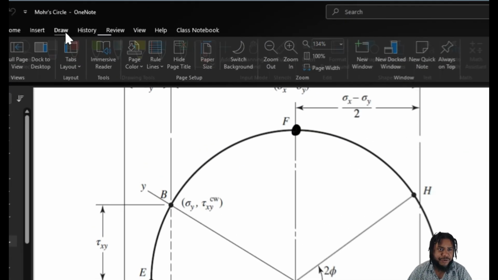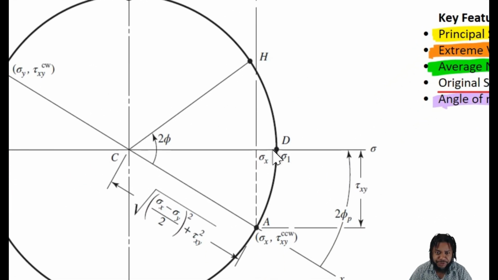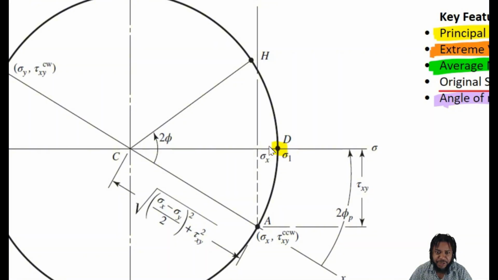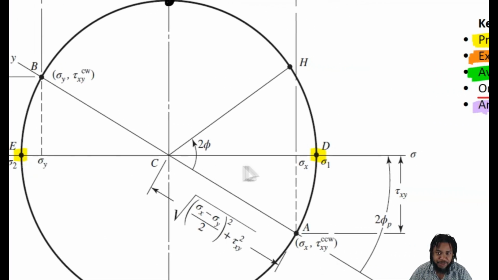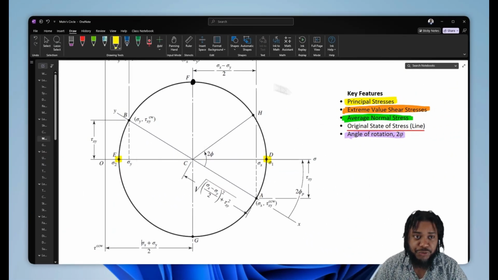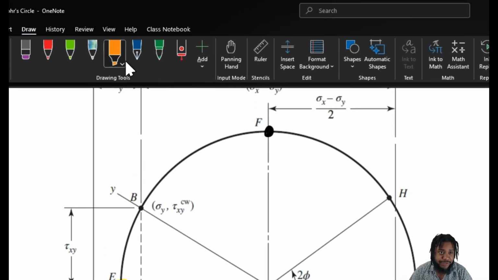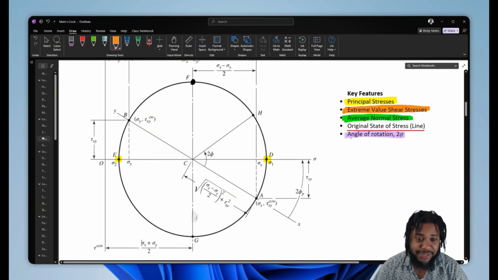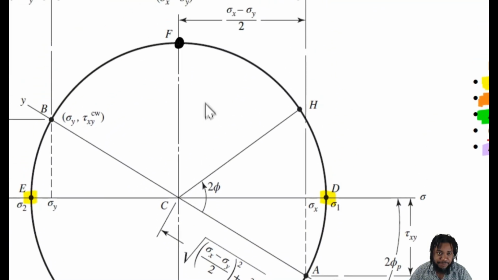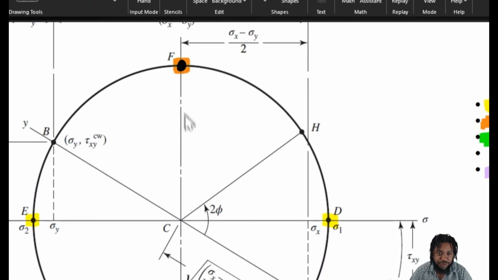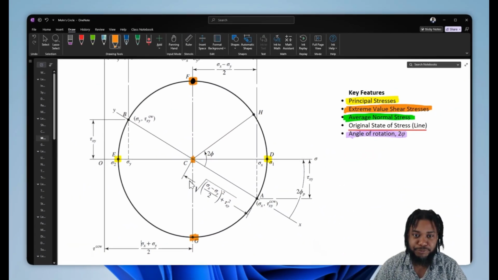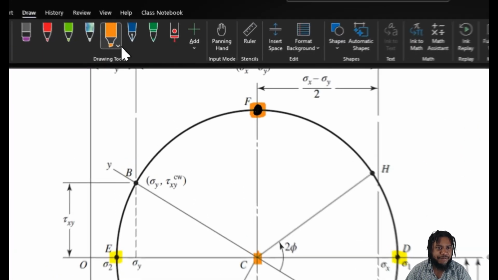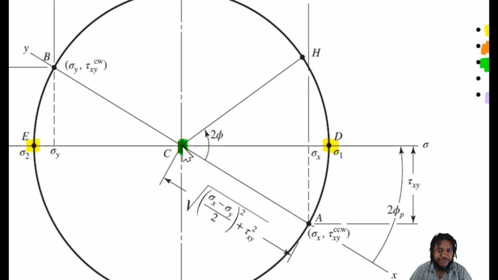A few key things to note are the principal stresses. Our principal stresses exist where normal stress is maximized and shear stress is equal to 0. So our principal stresses are right on the x-axis, sigma 1 and sigma 2. Our extreme value shear stresses, where shear stress is maximized and normal stress is average, exist on the tops and the bottoms of our circle. So this is where our extreme value shear stresses are, with an average normal stress applied to them, right? So average normal stress is sitting here.